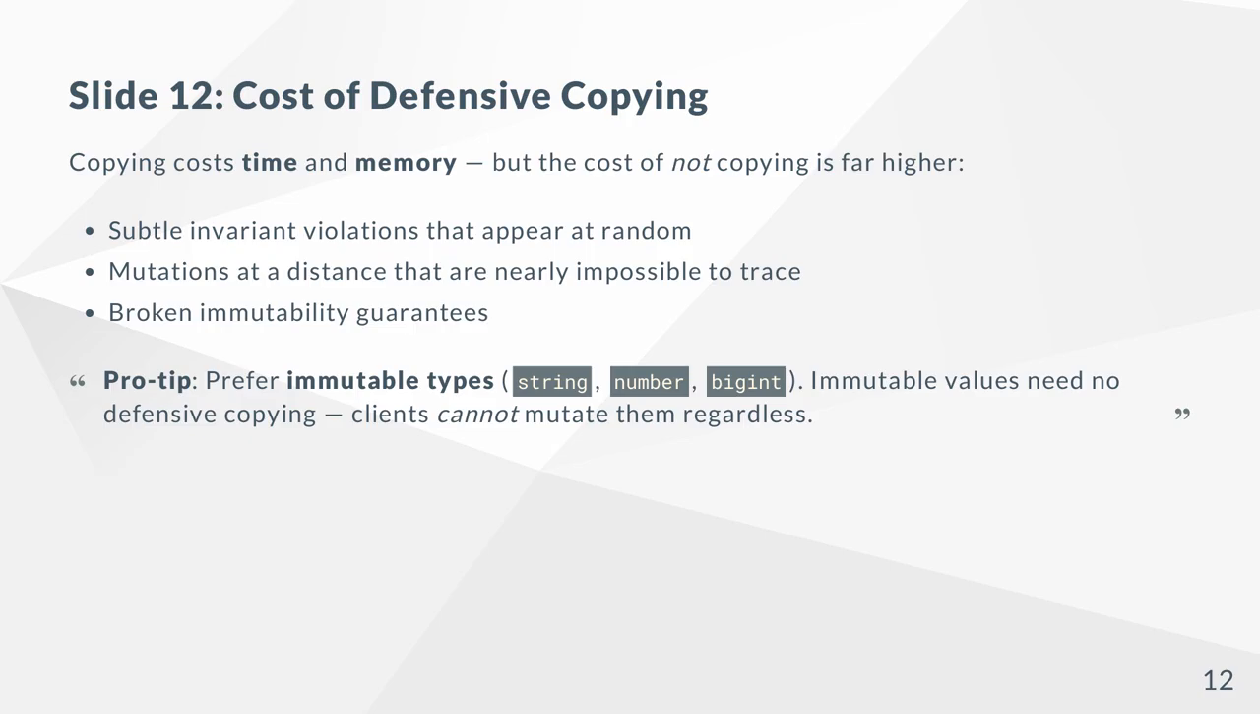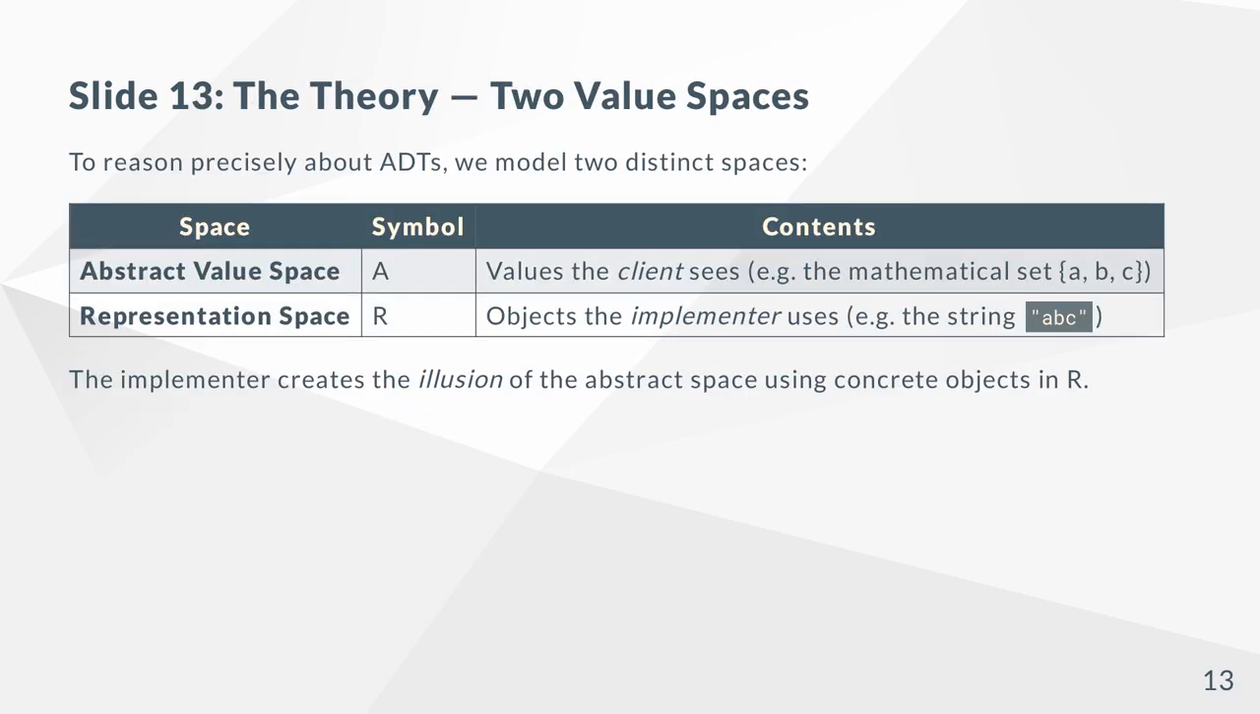Immutable values need no defensive copying because clients cannot mutate them regardless. To reason precisely, we model two distinct value spaces. The abstract value space, labeled A, contains the values the client sees, for example, a mathematical set containing A, B, and C. The representation space, labeled R, contains the concrete objects the implementer actually uses, for example, a string ABC. The implementer creates the illusion of the abstract space using real objects in R. The client never needs to know how.